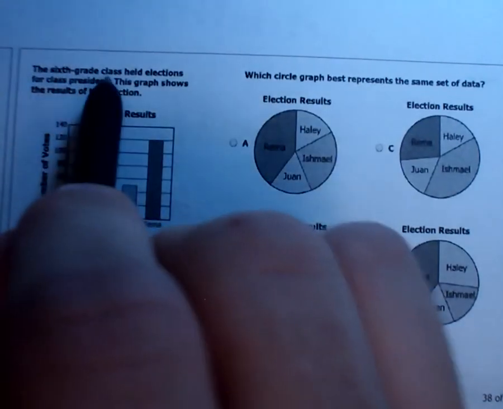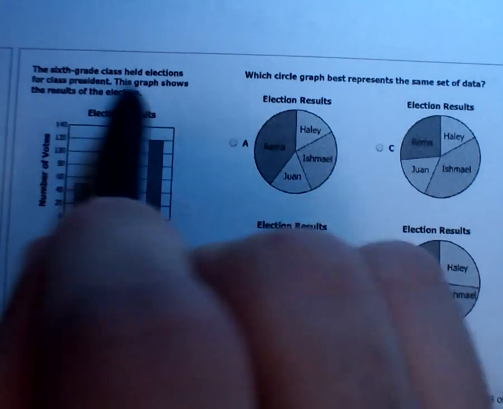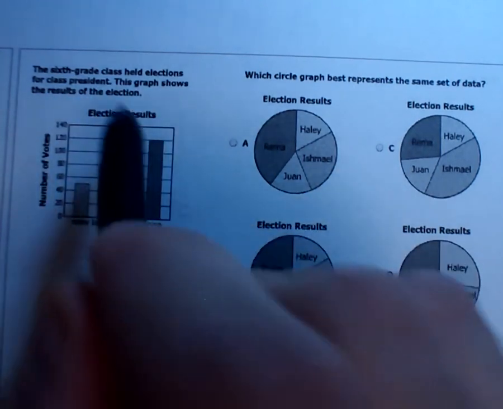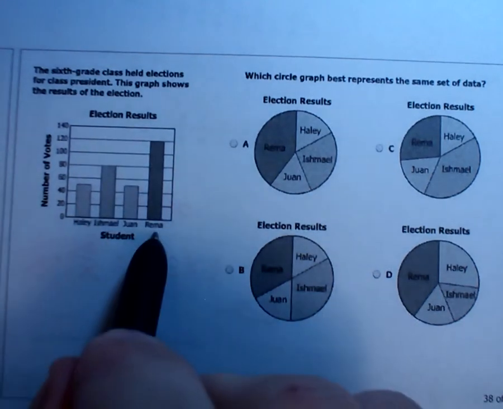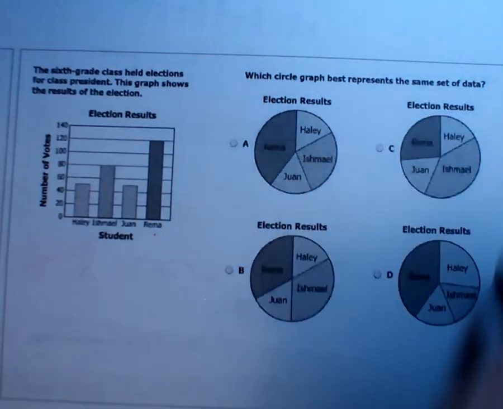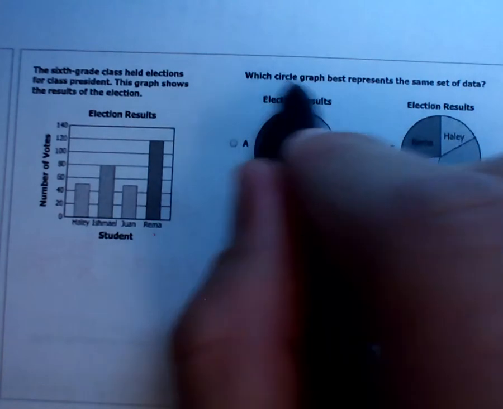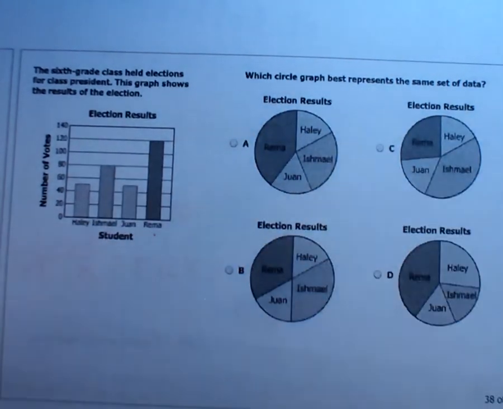The 6th grade class held elections for class president. This graph shows the results. Here's the results. Shows you how many people chose each one. If you look, Rima won. So any of these that don't show Rima winning, we can get rid of because it wants us to represent the same data in a circle graph.